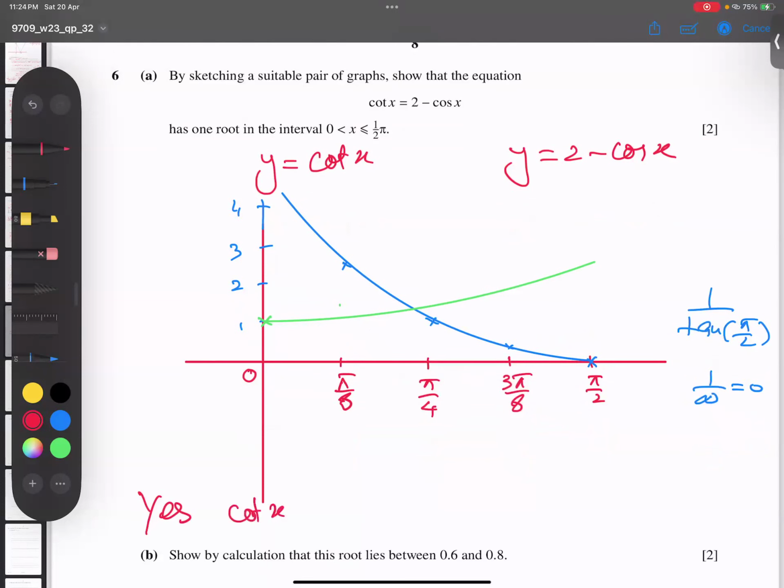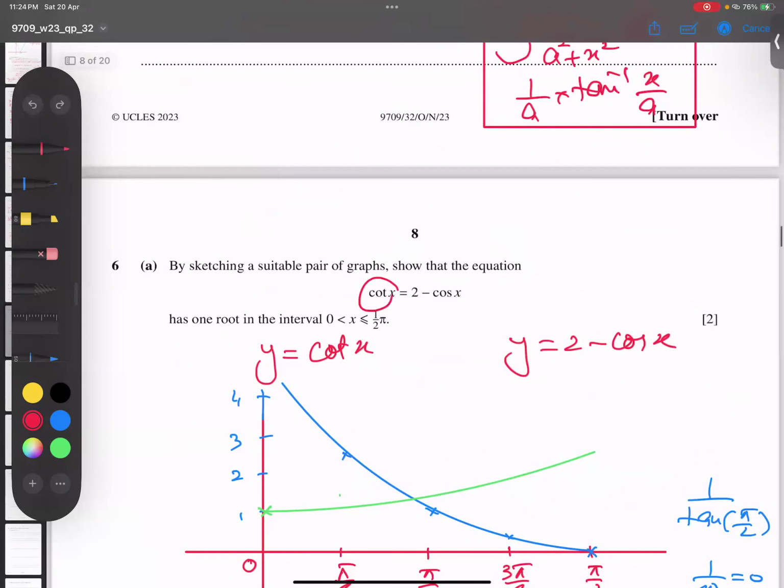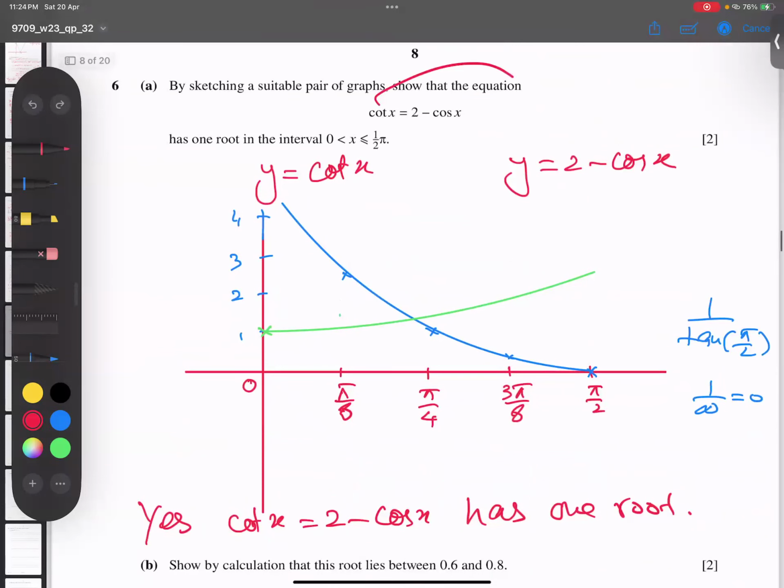cot x equals 2 minus cos x has 1 root, because look here, this intersection point is called a root, in the middle of 0 and pi by 2. I believe this point is very, very clear. Okay, students, I think this part is clear, and now I can go for the next part. Show by calculation that the root lies between these two values. I have two options: bring cot to the right-hand side or bring the whole thing to the left-hand side. Both are okay.